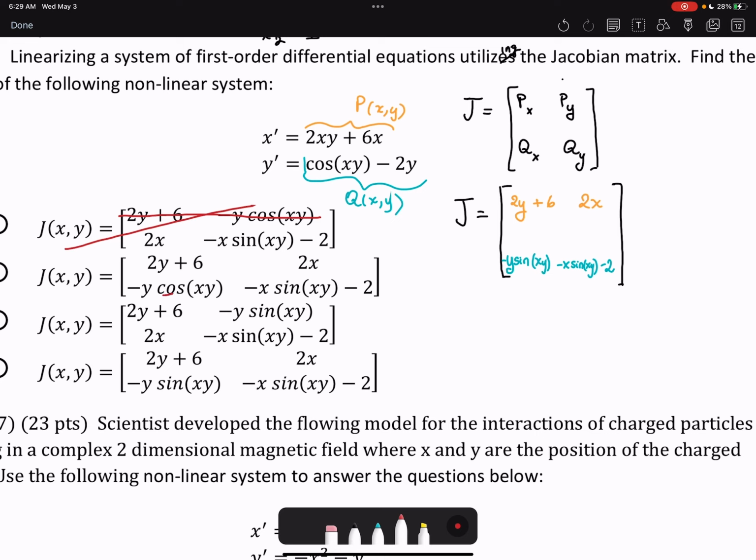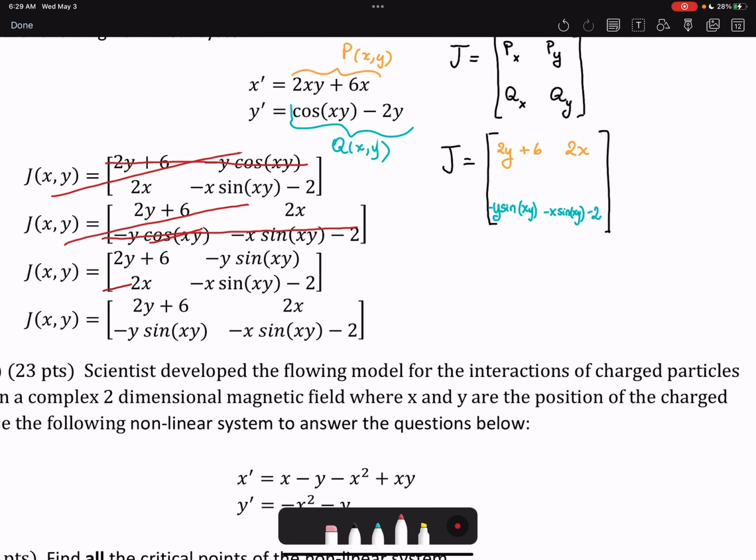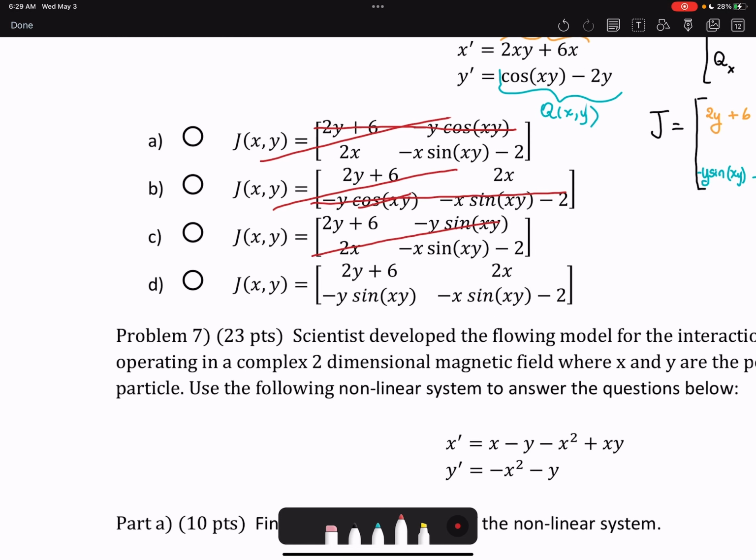Negative y cosine. No, it's supposed to have a sine. So we can eliminate this one as well. We can eliminate this one. So what we're left with is 2y plus 6, 2x, minus y sine of xy, and minus x sine of xy minus 2. So this ends up being our answer.